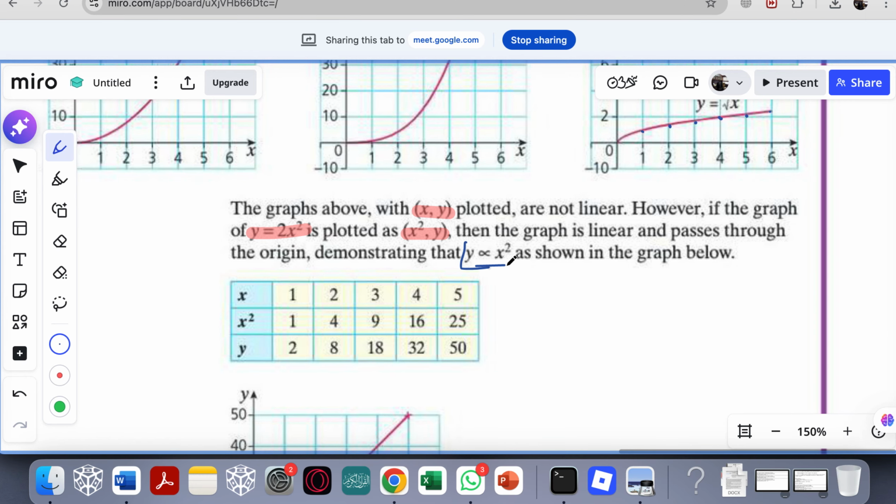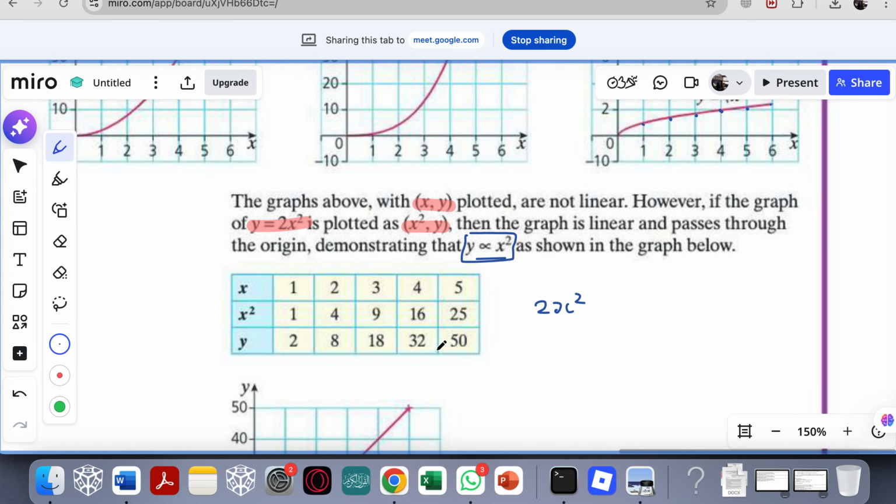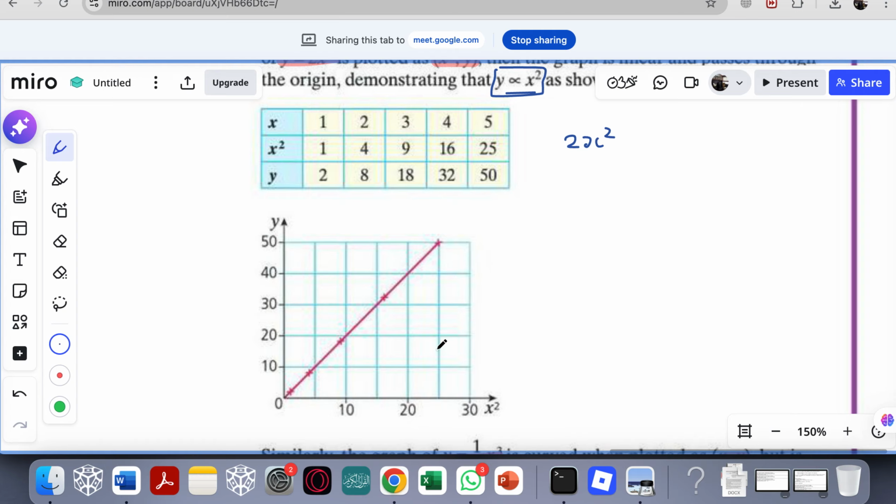If we have y is directly proportional to x squared, and we make a table, choose values of x. What you get for 1 squared is 1, 2 squared is 4, 3 squared, because we are putting the value of x here, 3 squared will be 9, 4 squared will be 16, 5 squared will be 25. You get this, right? So you get all these values, and then you plot the graph.